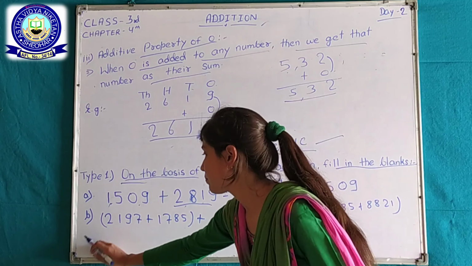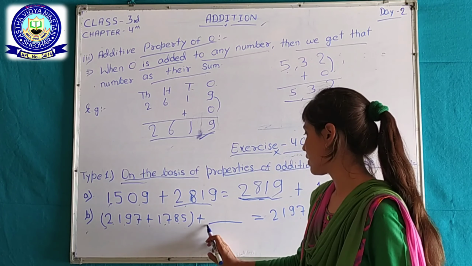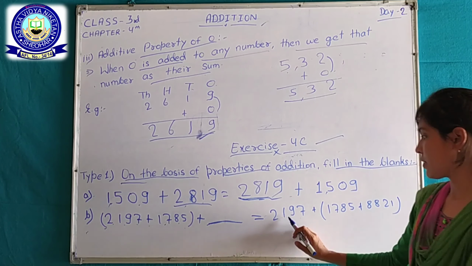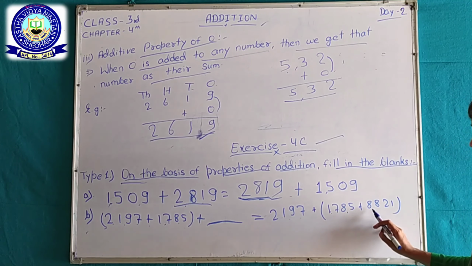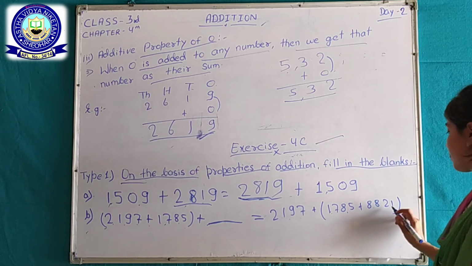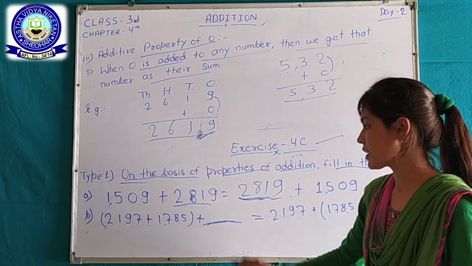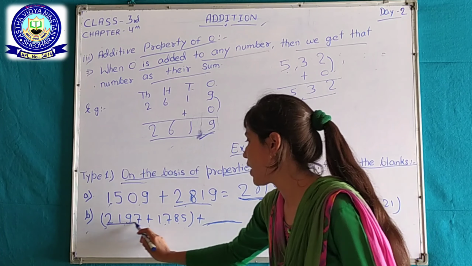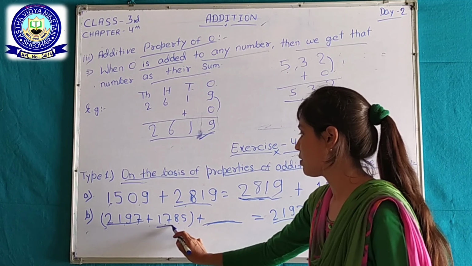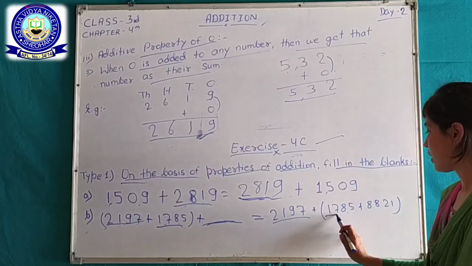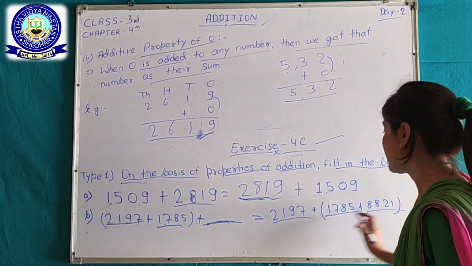And the second question: 2197 plus 1785 plus blank equals 2197 plus 1785 plus 8821. With the help of the associative property of addition, we have to fill these blanks. Here is 2197, here is 2197. Here is 1785, here is 1785. And this number is written here.